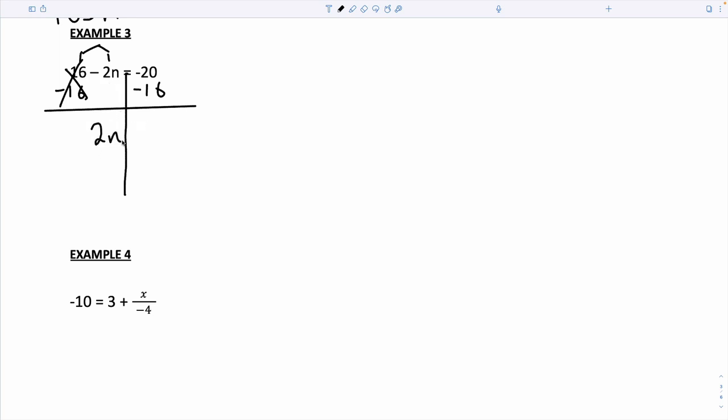Is it just a 2n? And the negative sign. Don't forget that minus sign. It's a bad guy 2n, not a good guy. What's negative 20 minus 16? Silent hands. Negative 20 minus 16.